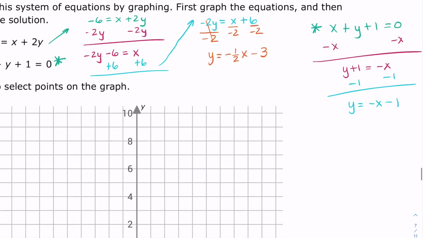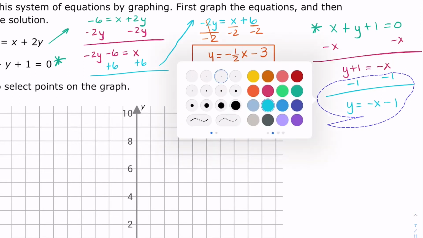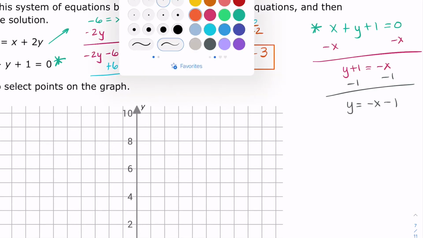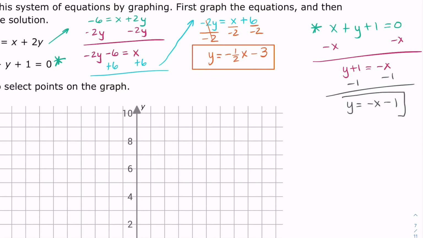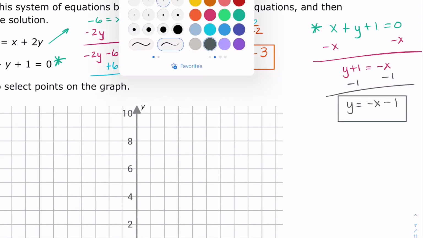So here is my new equation. I'll do this one in orange. Okay. And this other one, I'm going to change the color to gray so that I don't have overlapping colors. And in gray, I'm going to graph this one. Okay. So let me graph the one in orange first.